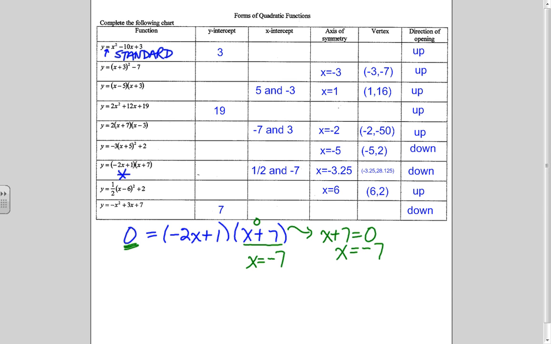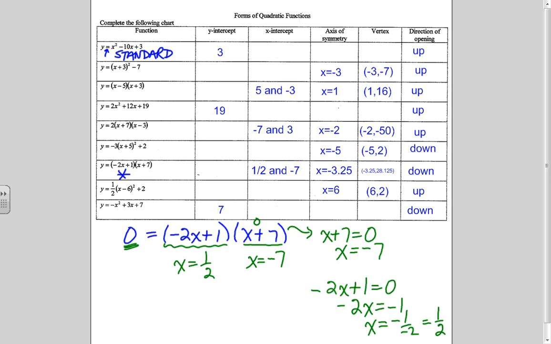For the first bracket, I could do the same thing. To find the x-intercept that corresponds to that one, I would set it equal to 0 and solve, and that would give me the x-intercept. All right, I'm going to subtract 1 from both sides. And then I would divide both sides by -2. And you know that a negative over a negative is a positive, so the x-intercept that goes with that bracket is x equals 1/2. That's a little harder to eyeball.